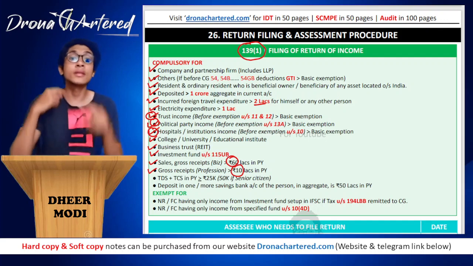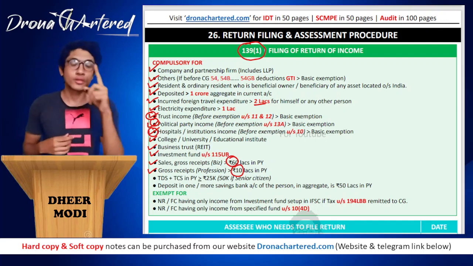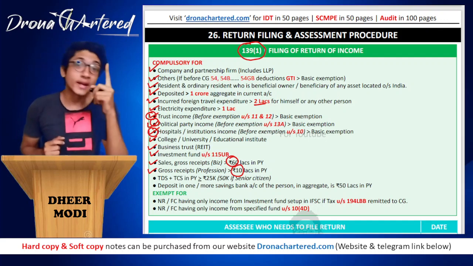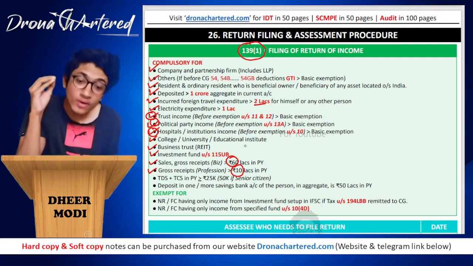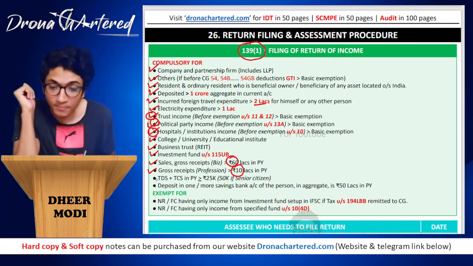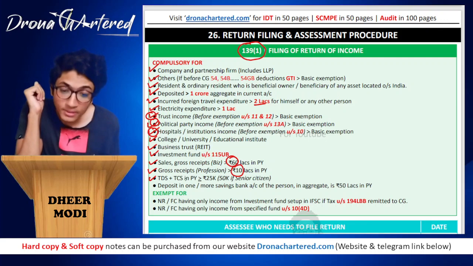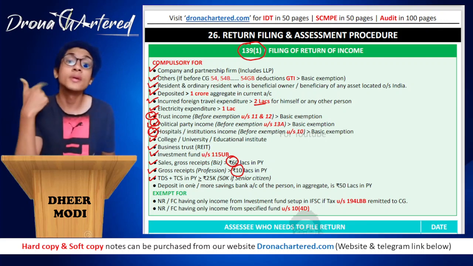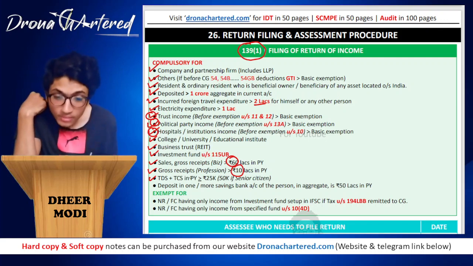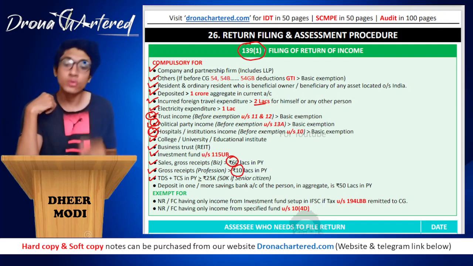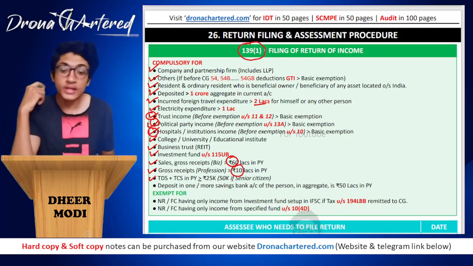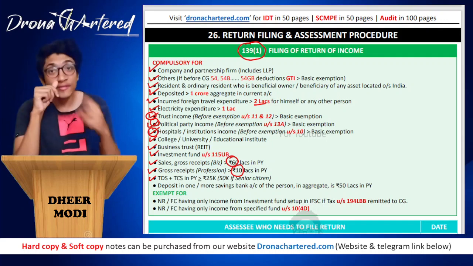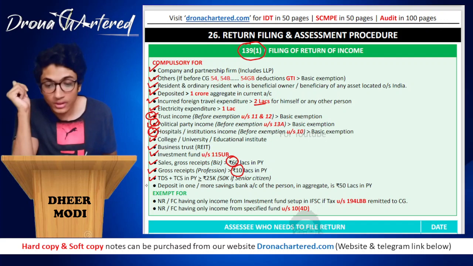So if it is more than 60 lakhs in case of business and more than 10 lakhs in case of profession, in such a case they have to file their return of income. Next, your TDS and TCS in the previous year, if it is more than or equal to rupees 25,000, you have to remember it is more than or equal to. And for senior citizens, it will be 50,000 in the previous year. If it is more than 50,000, then you have to file your return of income.